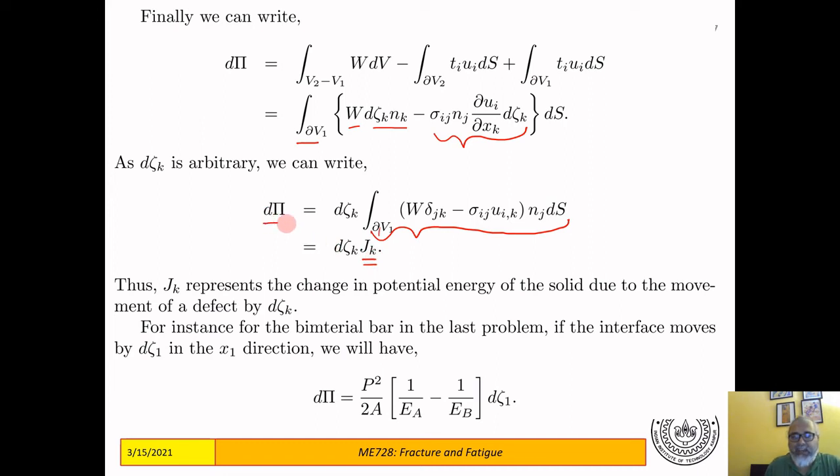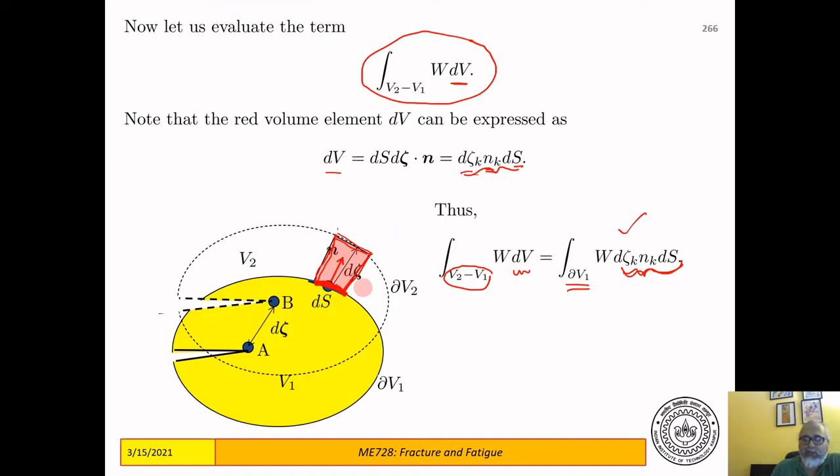So d pi, the change in potential energy due to a motion d zeta of the crack, is given by d zeta dot j. So this is a bit like a work done expression. That's why J is sometimes called the crack driving force, though it is not a force. So this is like a force times a displacement gives you a work done. But in this case, the change in potential energy is given by jk times d zeta k, where d zeta k is the motion of the crack.